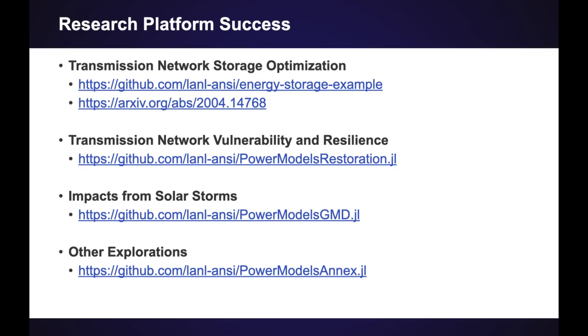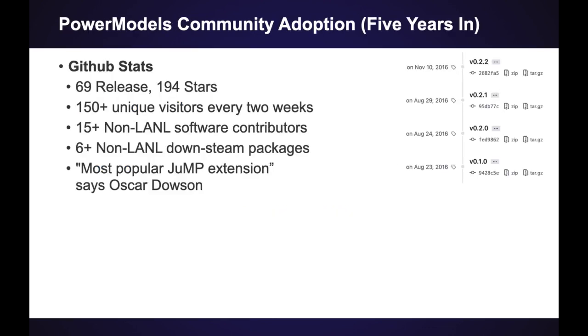Another thing that maybe wasn't a goal of ours, but has been very encouraging, has been the adoption of Power Models in the broader community. So in the past 5 years, we've had 69 releases of Power Models. We've had 194 stars on GitHub. We're typically seeing about 150 unique visitors in every 2 weeks, and there's been a number of contributors that were not LANL staff, which suggests they're finding this useful in their research and they would like to give back to the package.